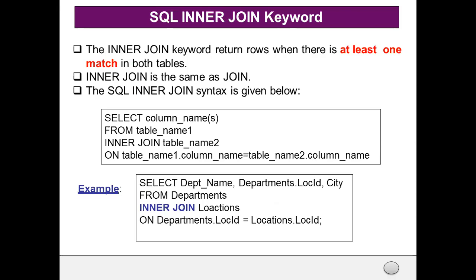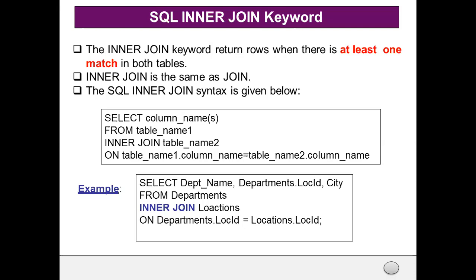So first is the inner join. As we already mentioned, the inner join keyword returns rows when there is at least one match in both the tables. Inner join is the same as join. The syntax is given below: select column name from table 1 inner join table 2. In this case, table 1 is the department table and table 2 is the location table, on table 1 dot column name equal to table 2 dot column name. This column name should be the same, on the same attributes.